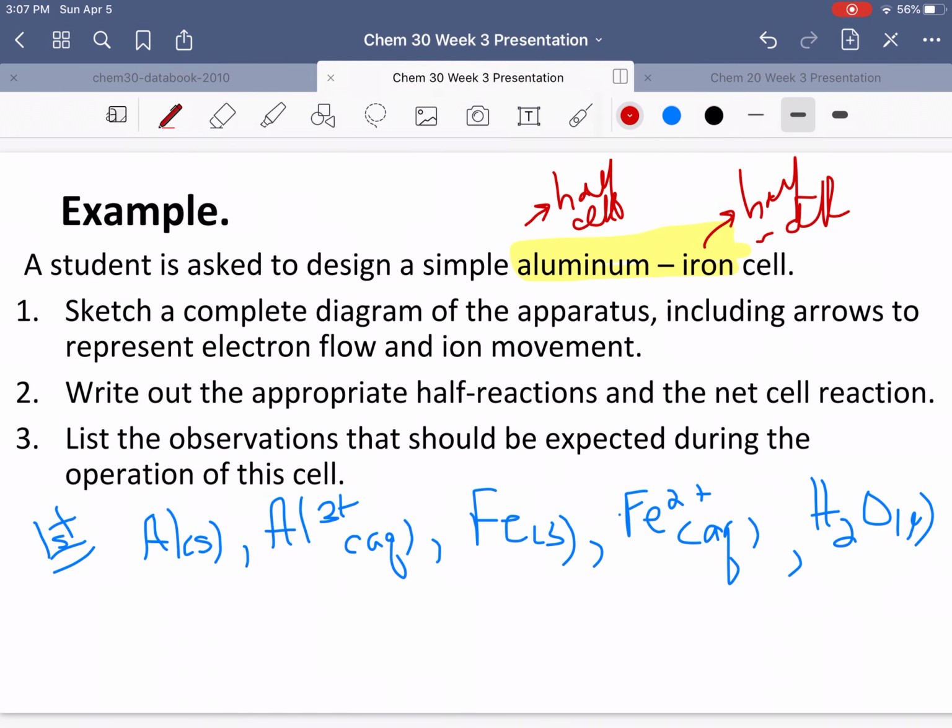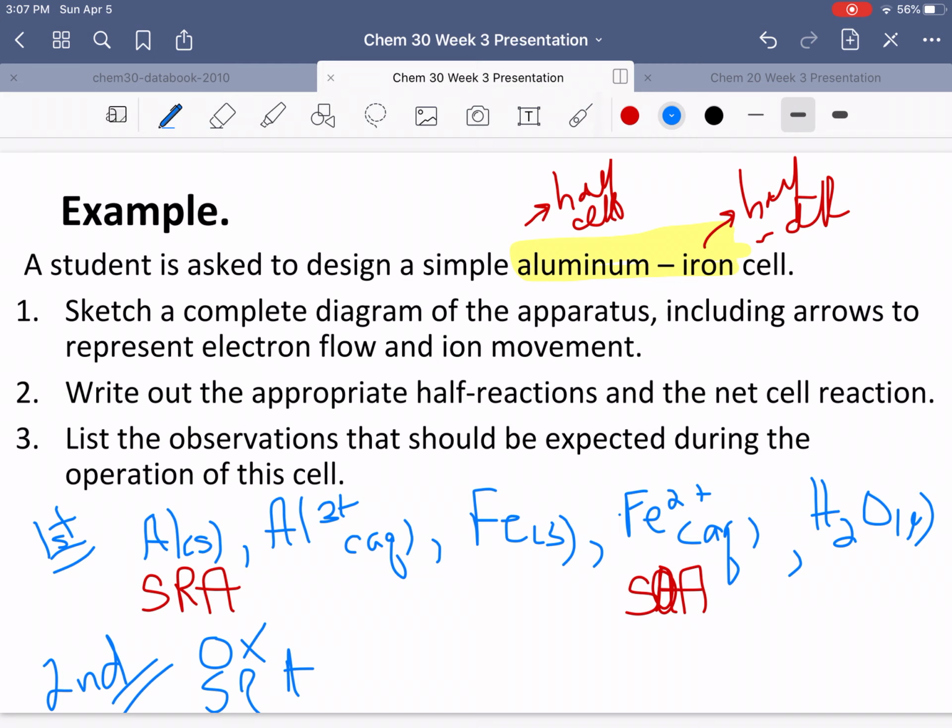Okay, next step then is logical, same as what you would have done before, label them. Aluminum solid is the SRA. Vice versa, Fe2+ is the SOA. Second step, guys, that we'll start to get into on the next page there: you better figure out what reactions are actually happening, right? So figure out the oxidation reaction of the SRA and figure out the reduction reaction of the SOA, because from that, you're going to have to build this.